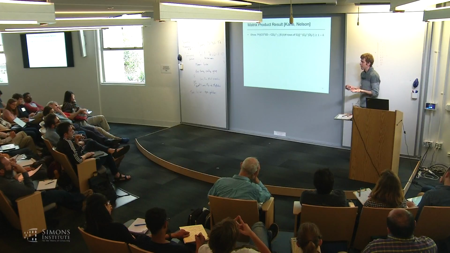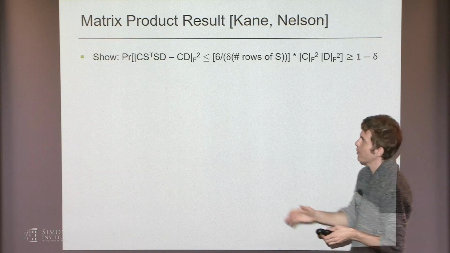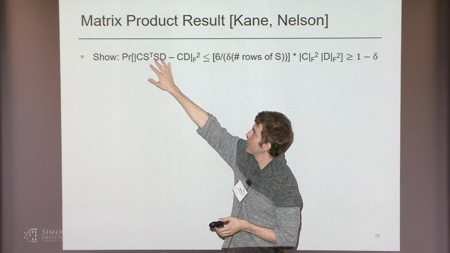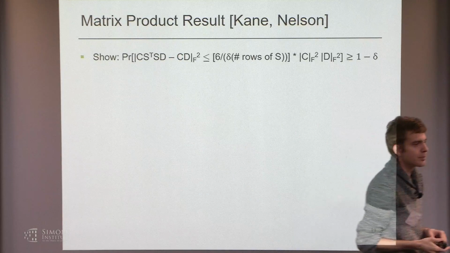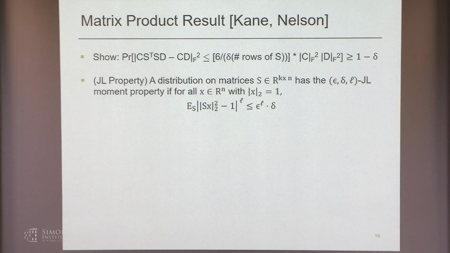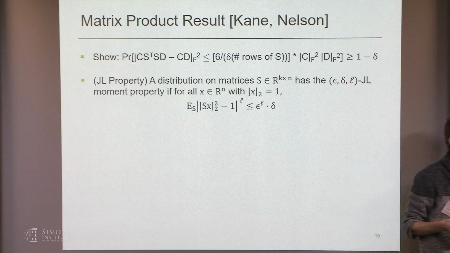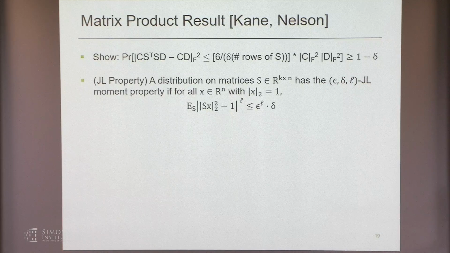Okay. So it remains to complete this proof to give this matrix product result. I just sort of claimed this. So why is it true? We want to show that the squared norm of C S transpose S D minus C D is small. There are many ways of proving this. We're going to do a very slick way due to Kane and Nelson, which is the following.